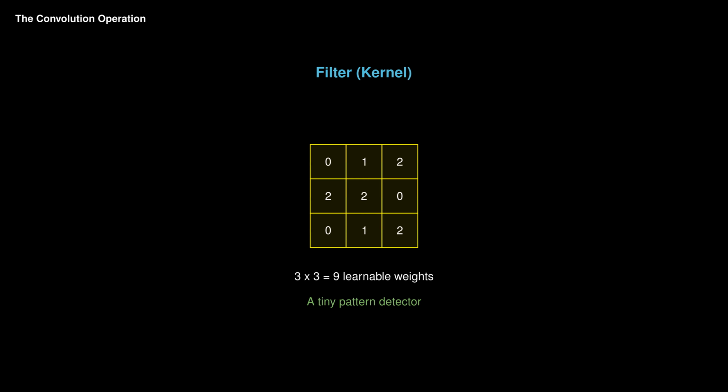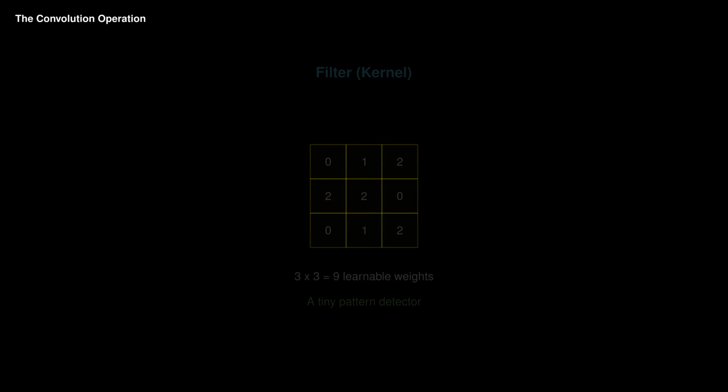A filter, also called a kernel, is a small grid of numbers, typically 3 by 3 or 5 by 5. Each number is a learnable weight. Think of it as a tiny pattern detector. Different values in the filter detect different patterns.